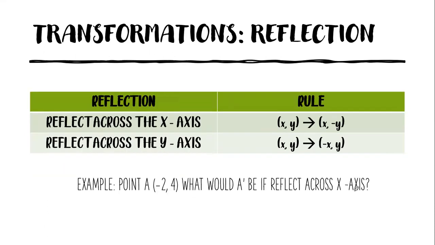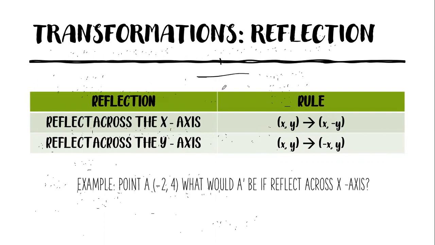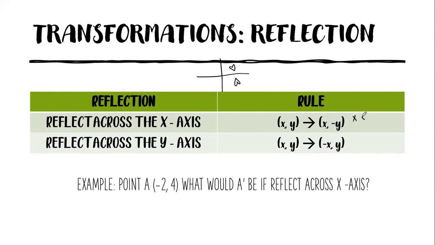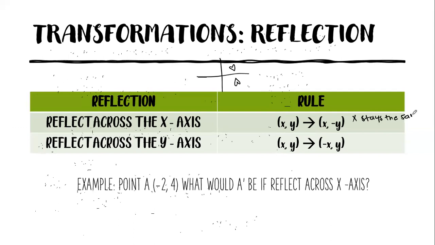All right, reflection. Remember, these are really memorization. So if I'm reflecting across the x-axis, so say I'm at a heart here and I reflected it across the x-axis, X stays the same, Y changes signs. So this does not mean Y is negative, it means Y changes signs. So X stays the same. Y changes signs.